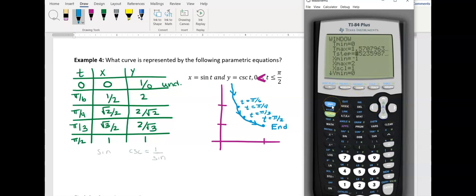So instead of pi/6, maybe let's make it something really small, like pi/100, just to see what that would look like. And when you do that, you definitely see that curve. And you can see that it's that undefined and then going towards our last value, which was pi/2. So that's this particular curve.